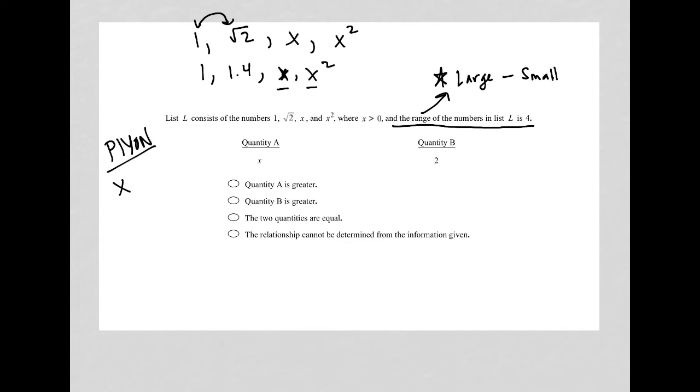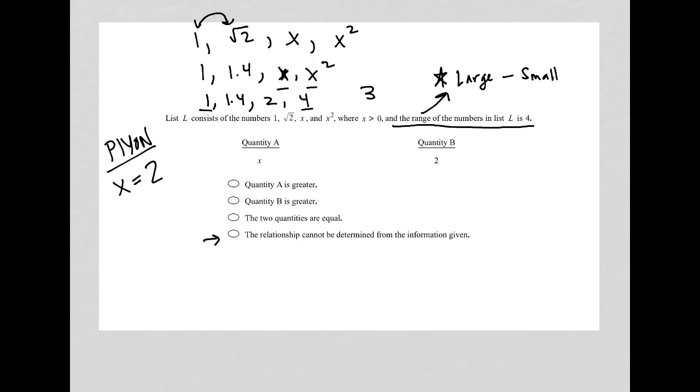So I'm going to choose x equals 2. Because on this test, all we care about is whether quantity A is larger, smaller, or equal, or whether we can't tell between the two quantities. If I set quantity A, x, to equal 2, this list becomes 1, 1.4, 2, 4, because 2 squared is 4. But then my range, the largest number minus the smallest number, would be 3.